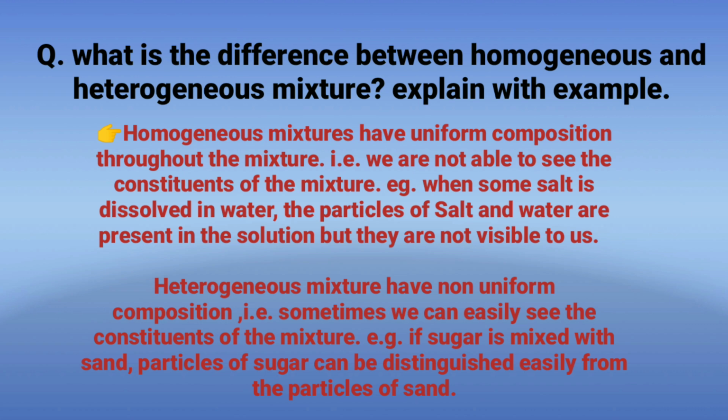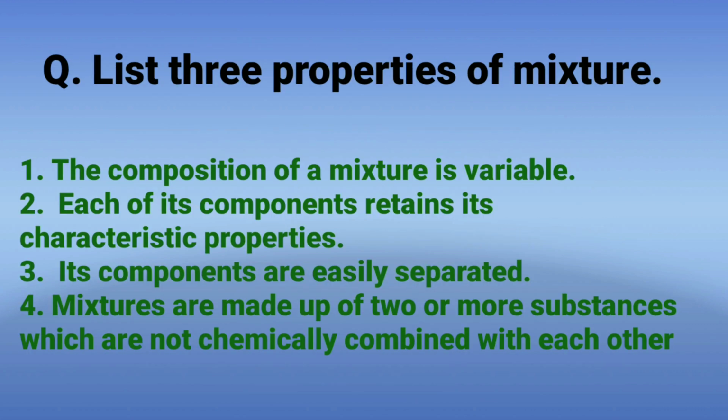Heterogeneous mixtures have non-uniform composition. It means we can easily see the constituents of the mixture. As for example, if sugar is mixed with sand, particles of the sugar can be distinguished easily from the particles of the sand. Now the next question, list 3 properties of a mixture.